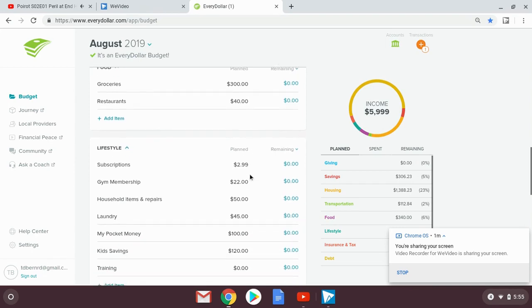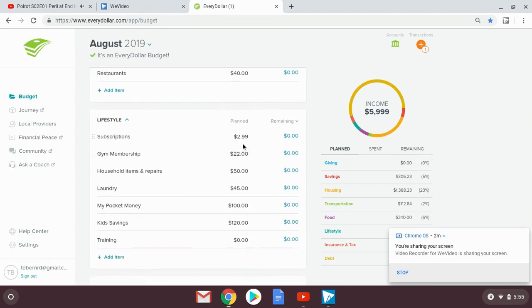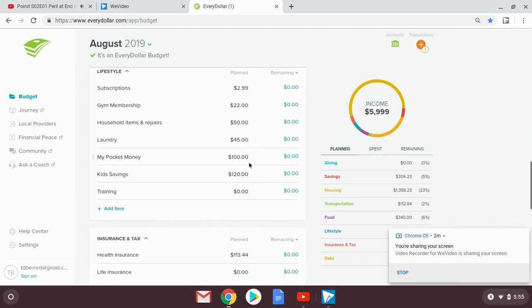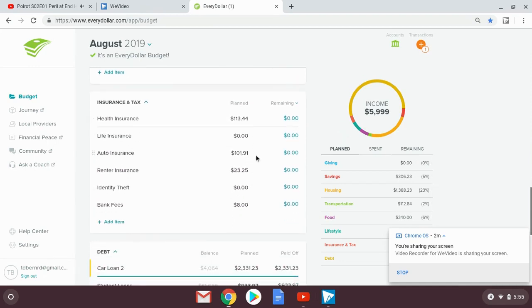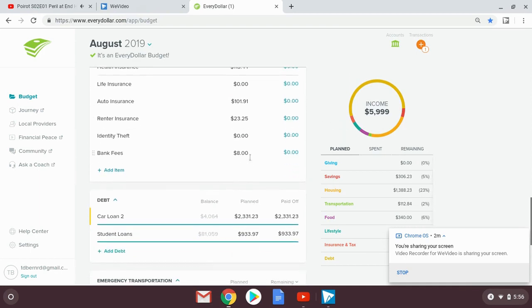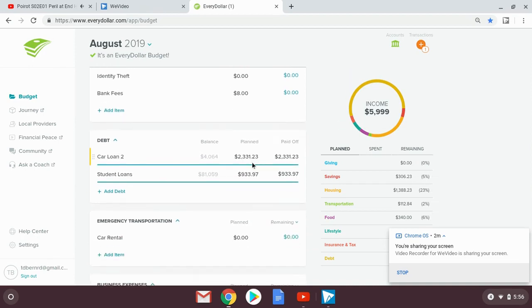And so $30 from repairs, tires, and license and taxes, that's in my car maintenance fund. $340 in food, you know, those are cash envelopes. My subscriptions have now gone down to just $299, and so that's a good thing. Gym membership $22, household $50, laundry $45, pocket money $100, and $120 to my sons, both of their savings, they get $60 apiece. Nothing there, just an old transfer that I have that I never stopped. Health insurance, I think $113.44. And this section pretty much stays the same with my renter's insurance being $23.25.